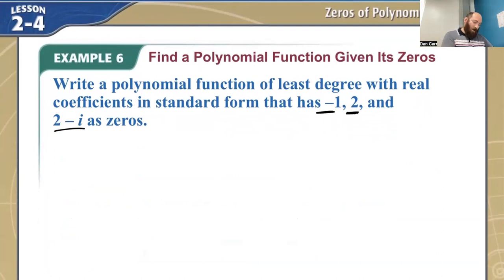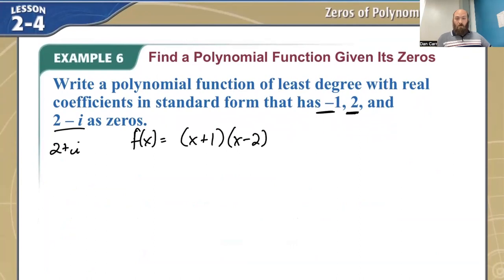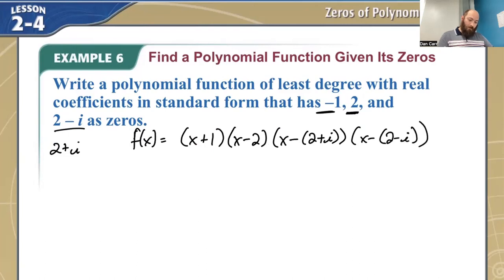So remember what this means. My other zero here is going to be 2 plus i. So what I have is 4 different zeros I can model in here. So the -1 means it's going to be +1 in the factored form. The +2 is going to be a -2 here. And then the 2 minus i and 2 plus i is going to look like this. I'm going to take x minus 2 plus i, x minus 2 minus i. Okay, so that's our setup.